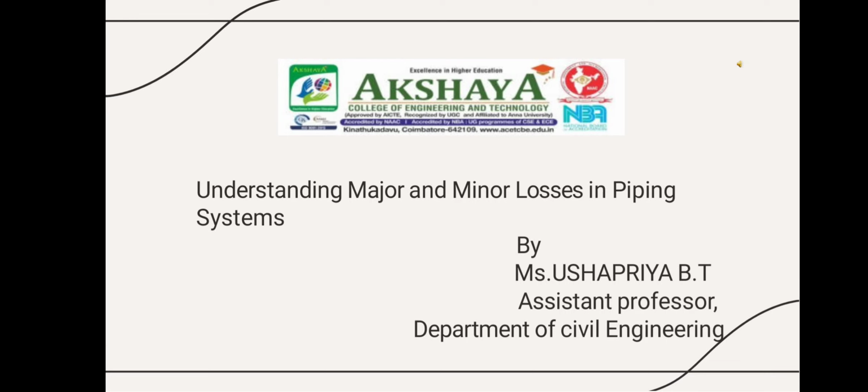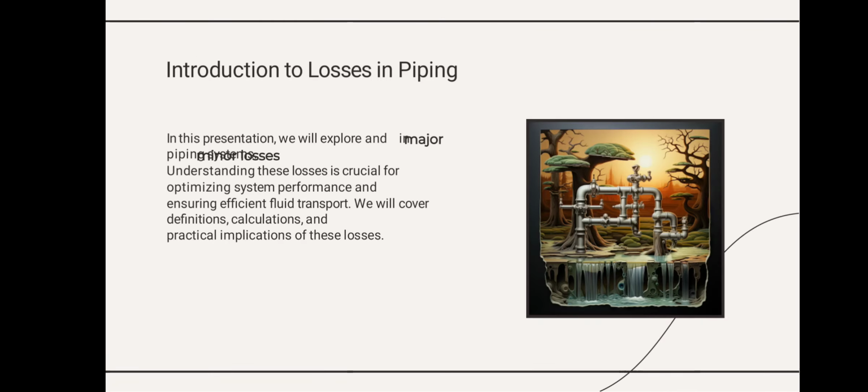Major and minor losses in piping systems. So we can categorize the energy losses into two types, major and minor losses. Introduction to losses in piping. Generally, the losses which occur in piping are because of major and minor losses.